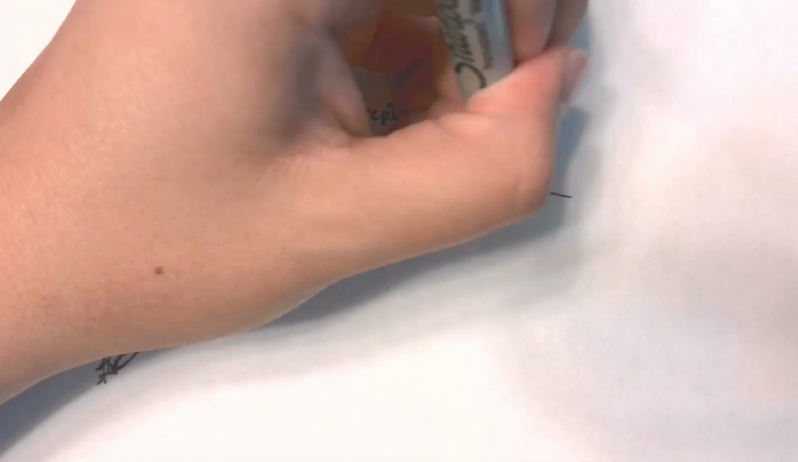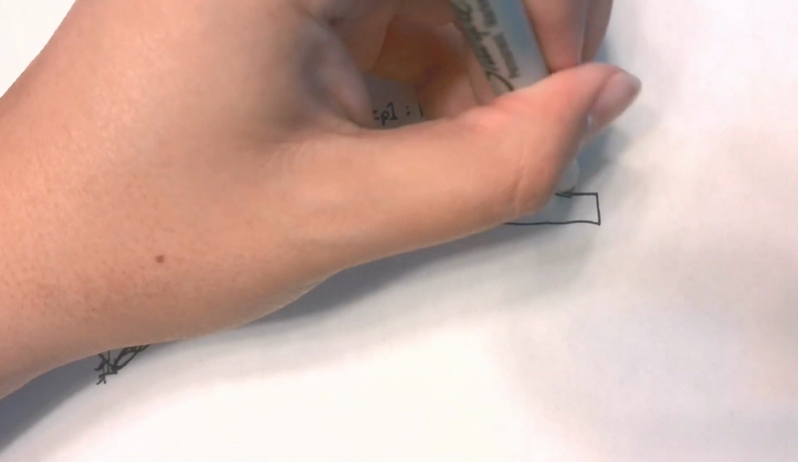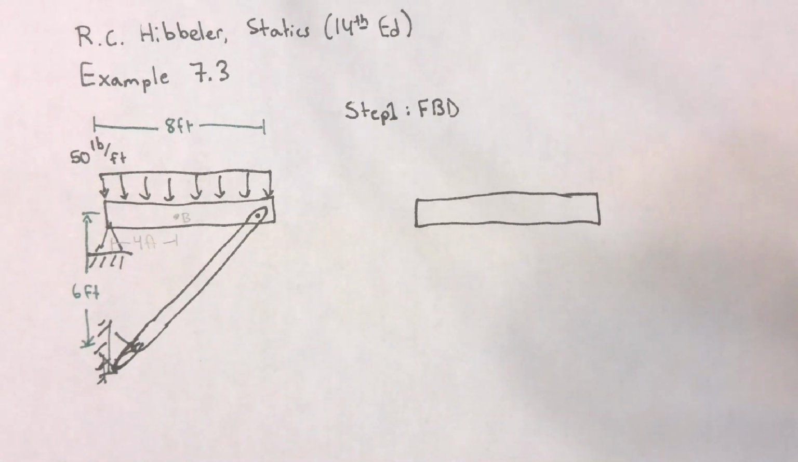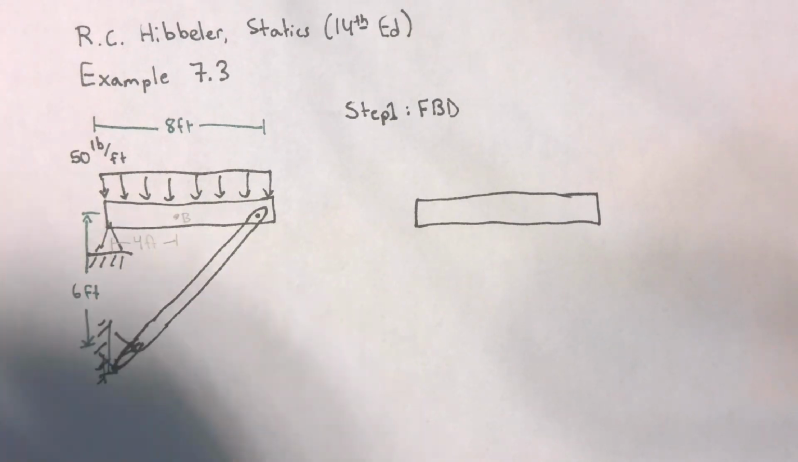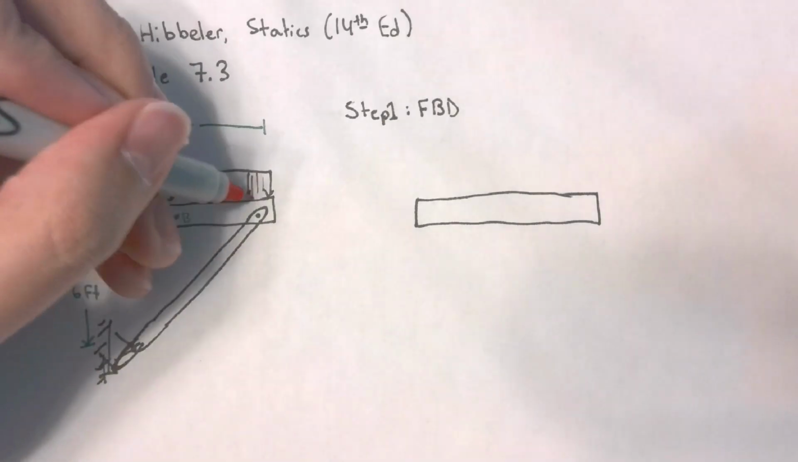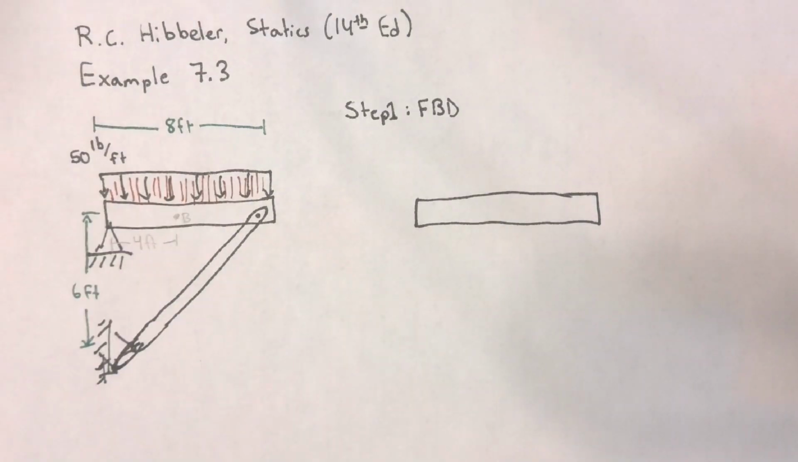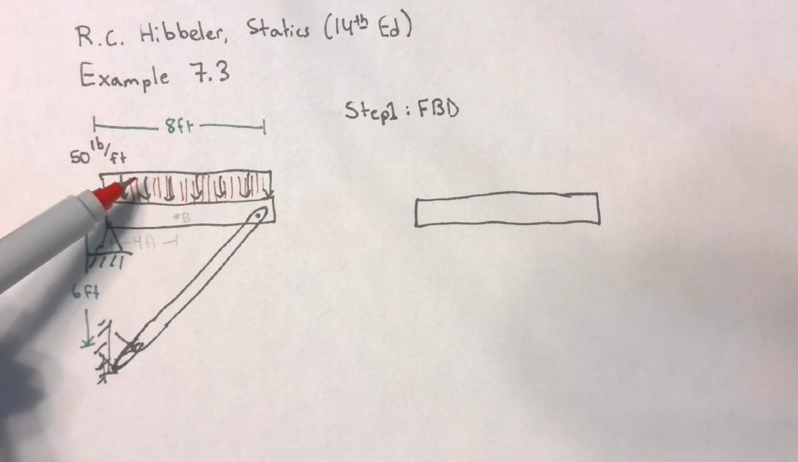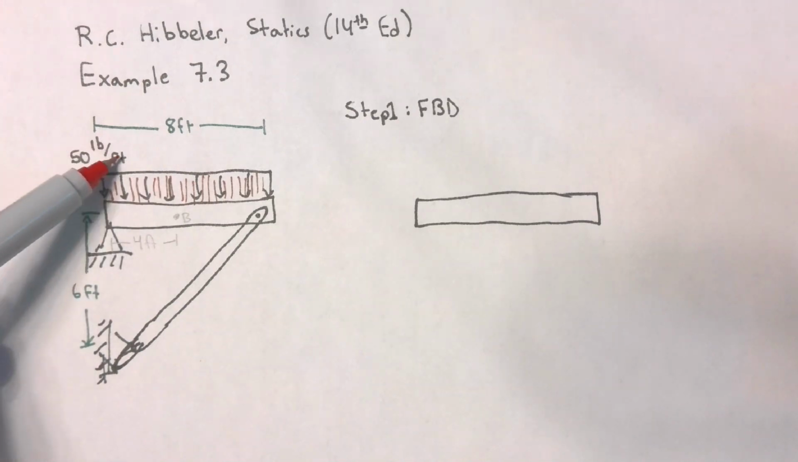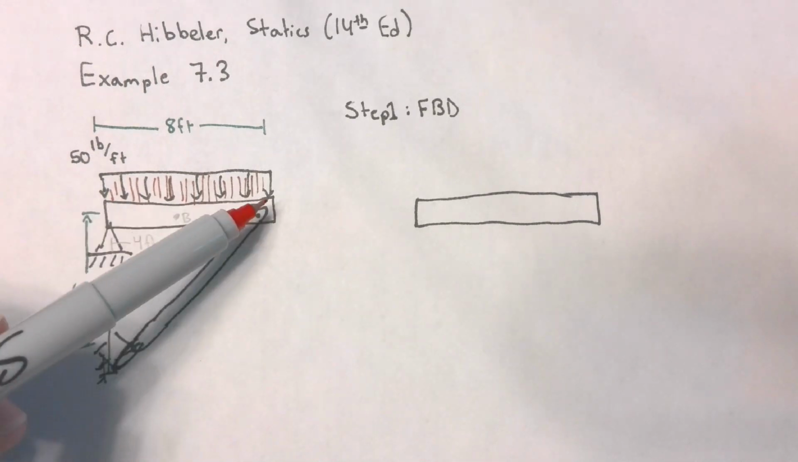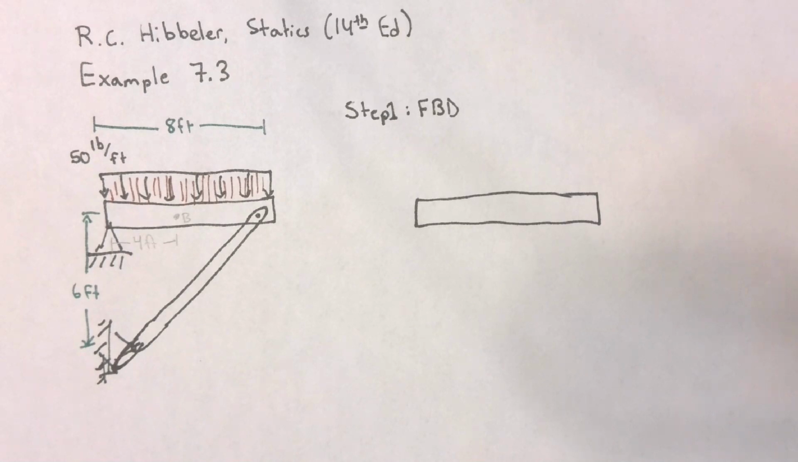So, free body diagram. We have this distributed load right now, but I want to reduce that distributed load into one force. This is a rectangular distributed load of 50 pounds per foot acting over all of the 8 feet of this beam. If we want to reduce that load into a force, what would that be? That would be 200 pounds per foot.